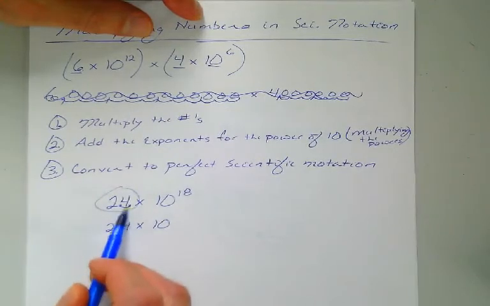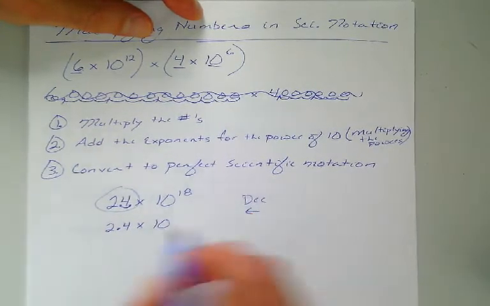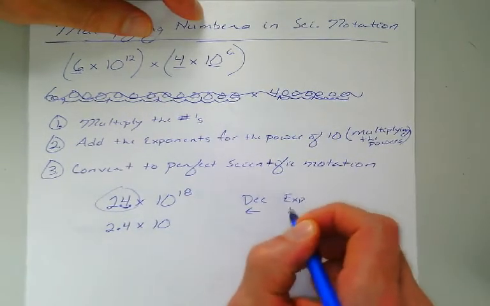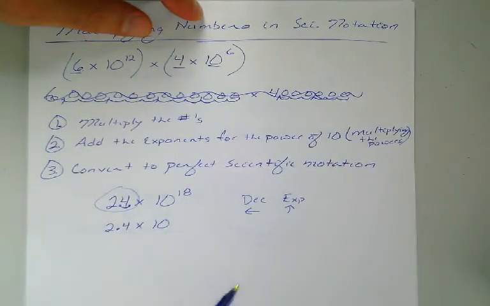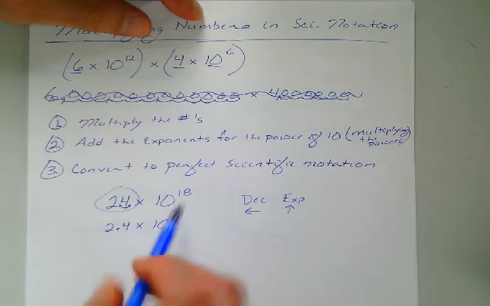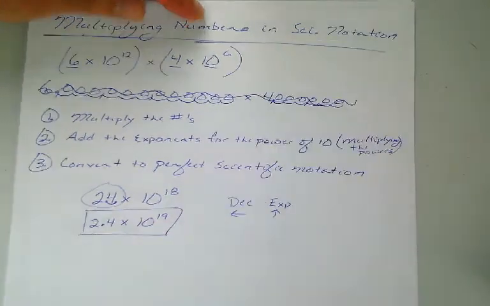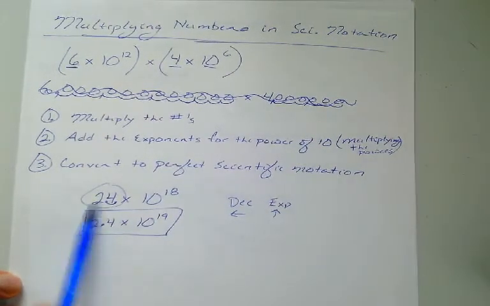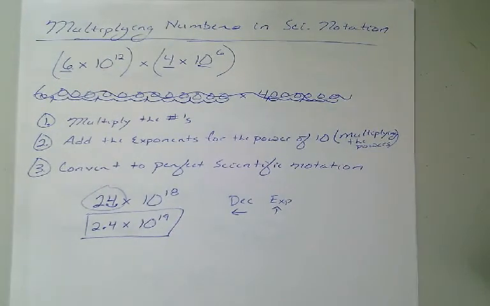Now if I move my decimal to the left, that is going to increase my exponent by 1. All right, so if my decimal goes left, my exponent, the number, gets bigger. So that becomes 10 to the 19th. All right, so 3 simple steps. Multiply the numbers, multiply the powers, convert to perfect scientific notation. All right, as always, if you guys have any questions, send me a message on Google Classroom.